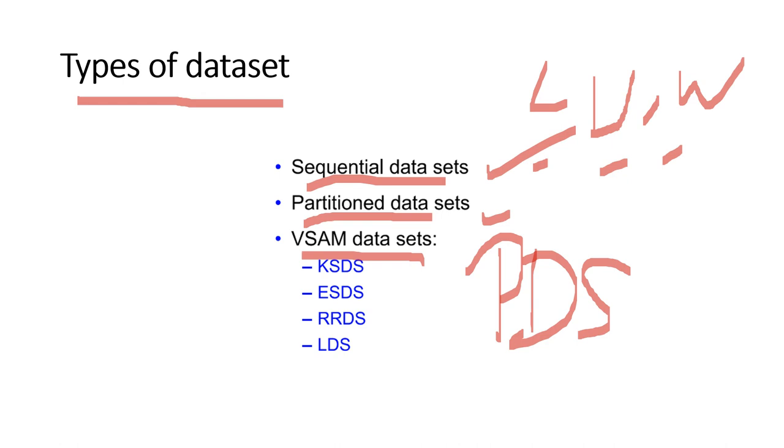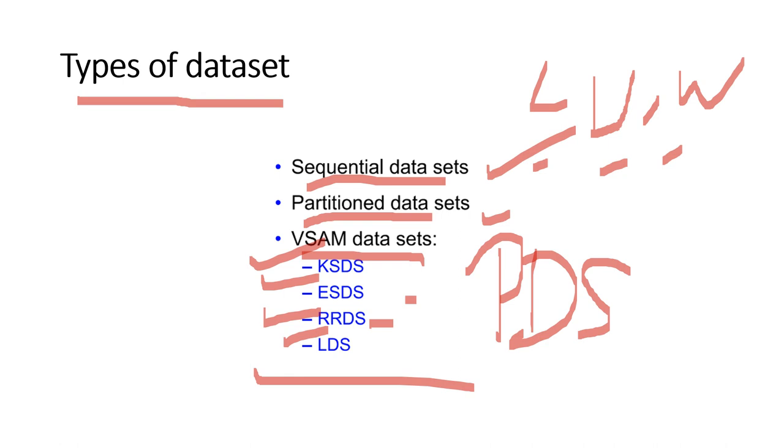Next is the VSAM dataset. VSAM is the Virtual Storage Access Method. This is a storage management system which consists of several types of datasets like KSDS, ESDS, RRDS, and LDS. This is very important. KSDS is the key sequenced dataset. ESDS is the entry sequenced dataset. Next is RRDS, the relative record dataset, and LDS is the linear dataset.